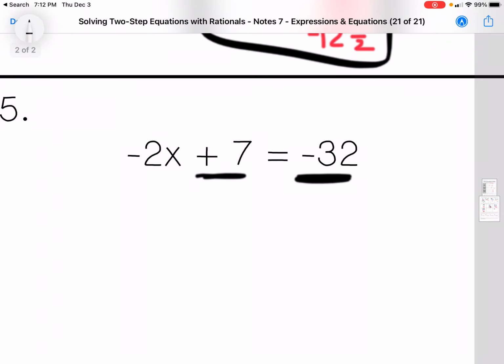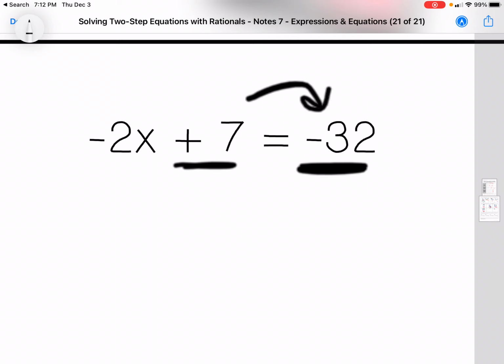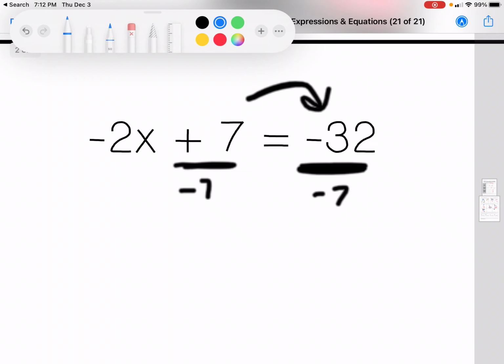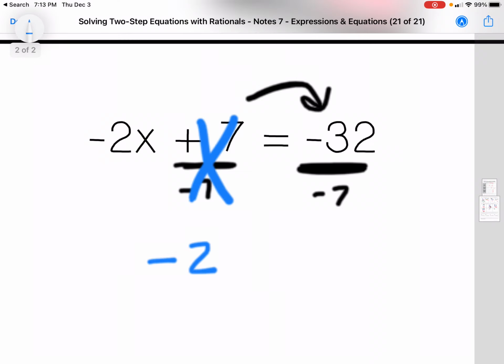Like terms, there we go. Taking the 7 to the other side. What is the opposite of positive 7? Subtract 7. Those cancel. I'm left with negative 2x is going to equal negative 39.